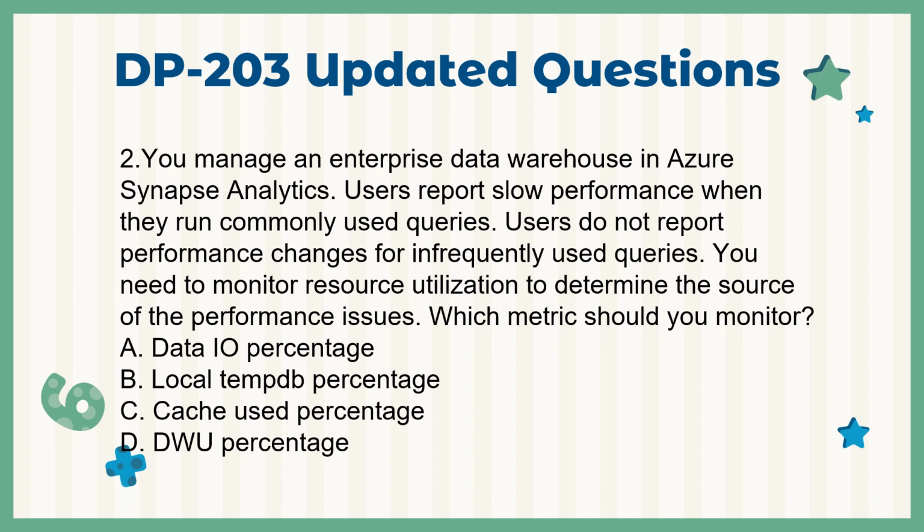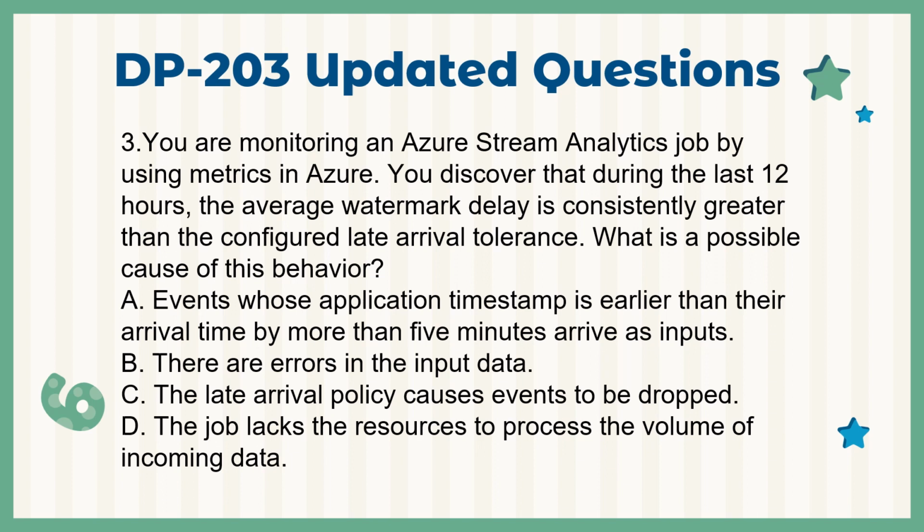2. You manage an enterprise data warehouse in Azure Synapse Analytics. Users report slow performance when they run commonly used queries. Users do not report performance changes for infrequently used queries. You need to monitor resource utilization to determine the source of the performance issues. Which metric should you monitor? A. Data I/O percentage. B. Local tempdb percentage. C. Cache used percentage. D. DWU percentage.